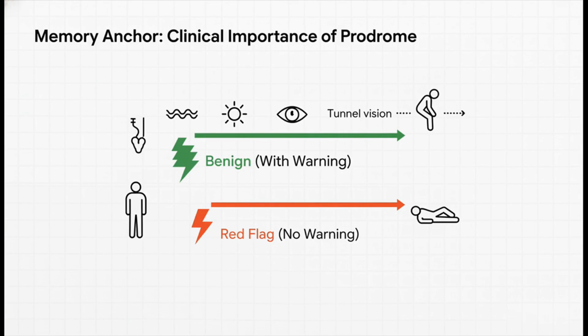If your patient describes warning symptoms, getting nauseous, feeling hot, their vision closing in like a tunnel, that points you strongly towards a benign vasovagal cause. But the absence of a prodrome, just a sudden lights-out event, that's a massive red flag for a dangerous cardiac arrhythmia.